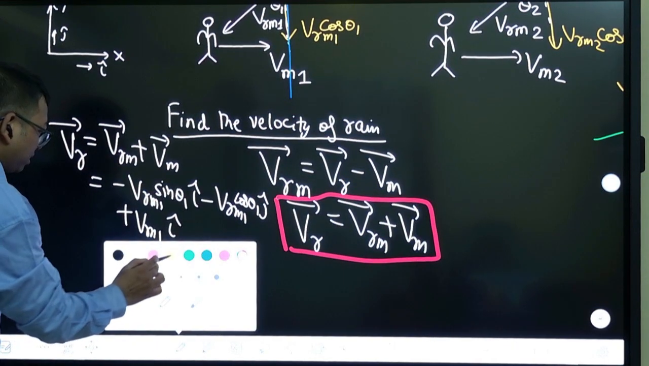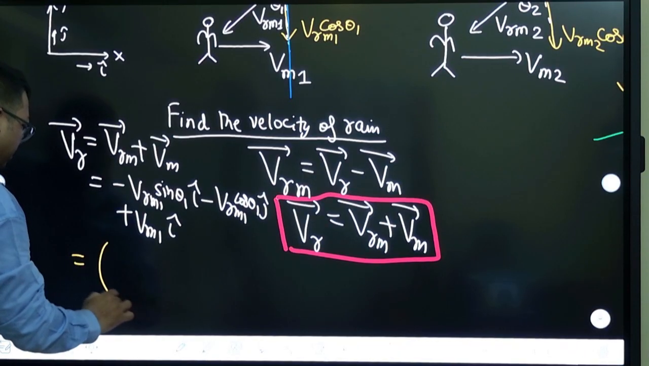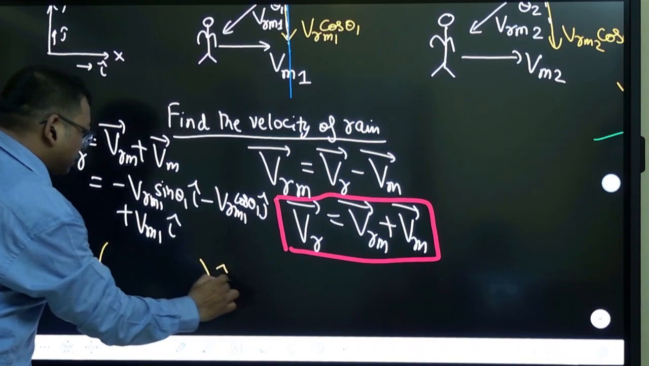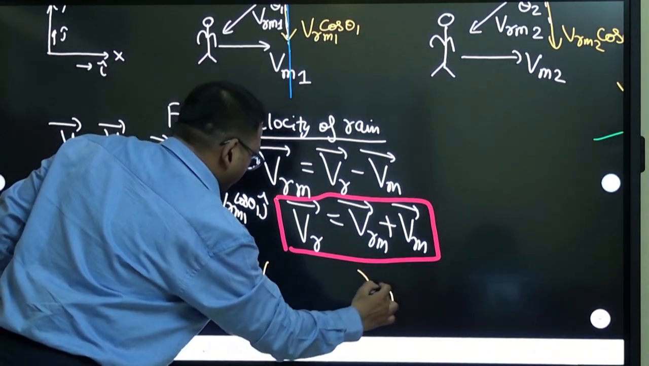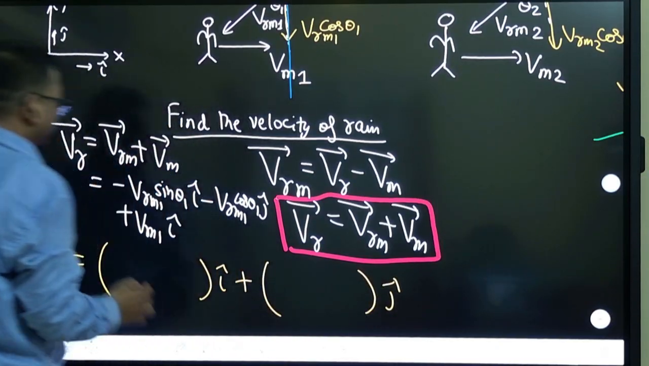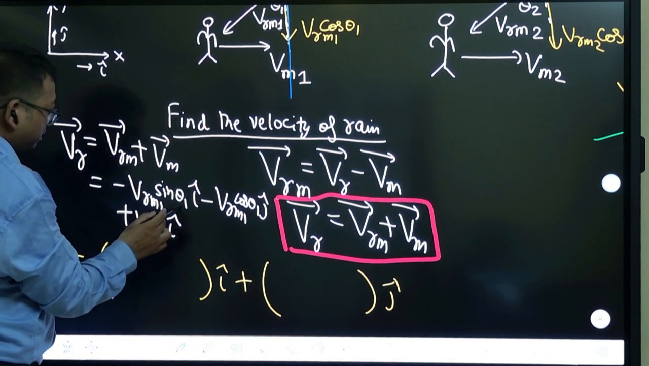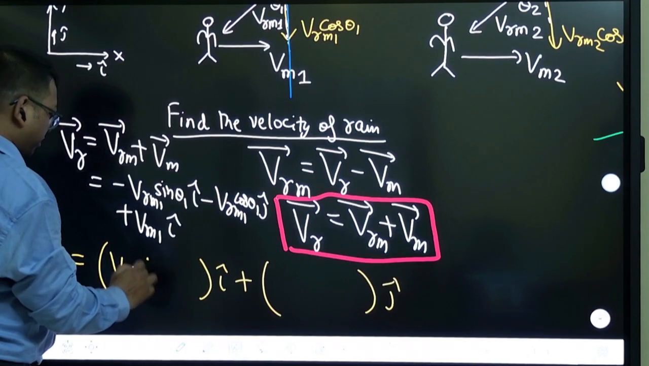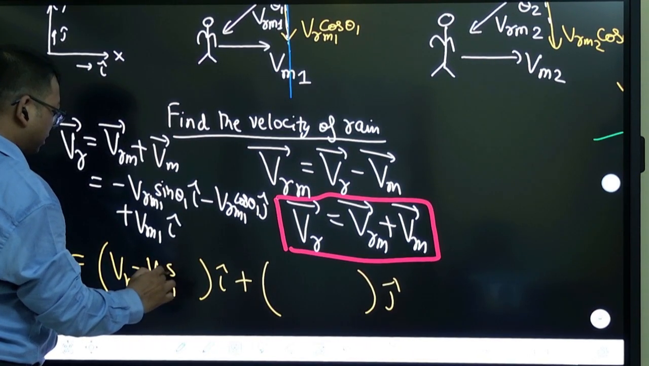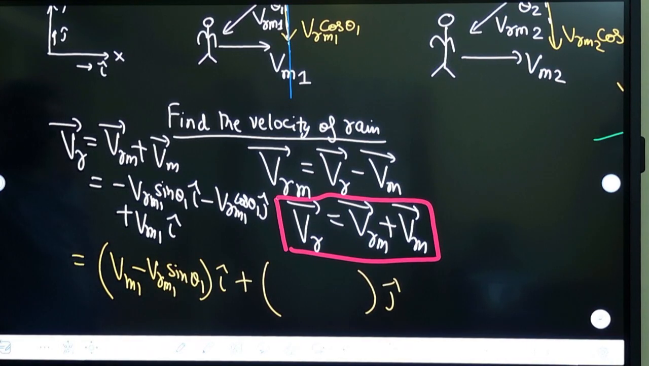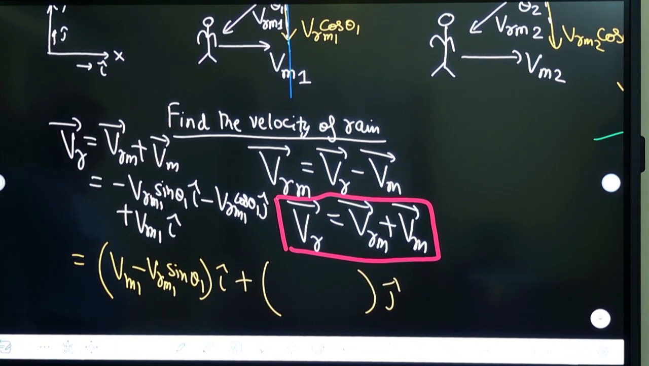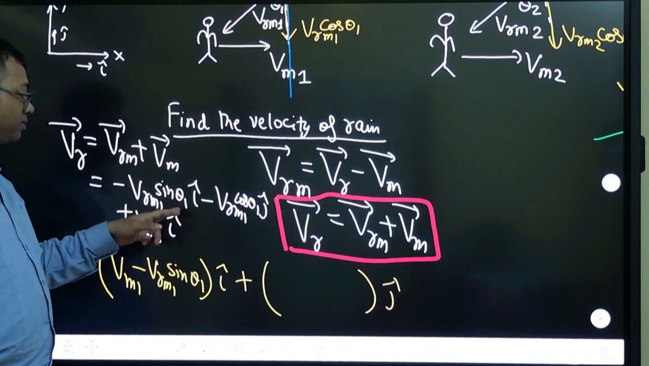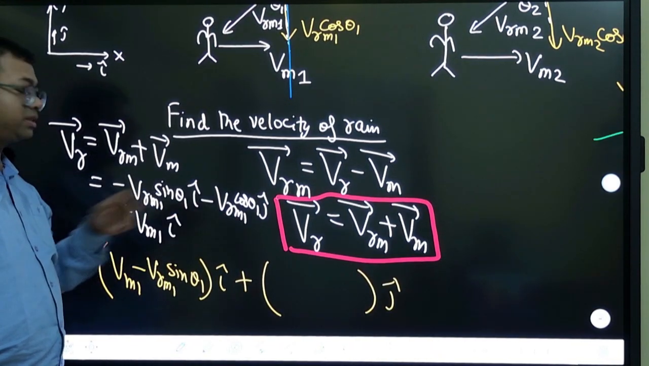Now let us club the I cap together and the j cap together. So what are the I caps? Here is an I cap, here is an I cap. Let us write this as Vm1, which is plus, and this is minus VRM1 sine theta 1. Minus VRM1 sine theta 1 I cap minus VRM1 cos theta 1 j cap.